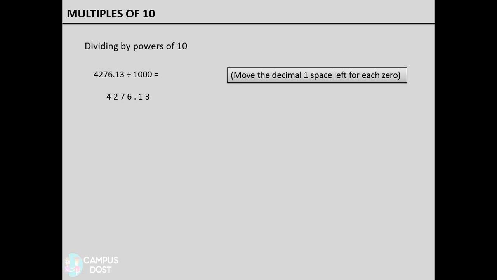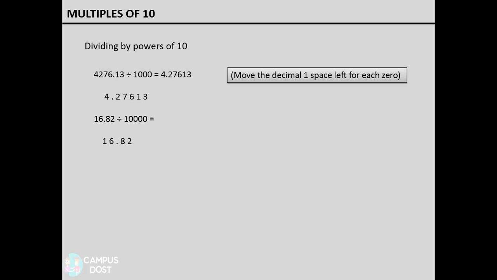Okay, now let's see what happens when we divide a number by power of 10. The rule here is almost identical to the previous rule, except when we divide a number by a power of 10, the rule is to move the decimal one space to the left for every zero in the power of 10. So to divide this number by 1000, we must move the decimal 3 spaces to the left. Since 1000 has 3 zeros in it, when we move the decimal 3 spaces to the left, we get the following quotient.